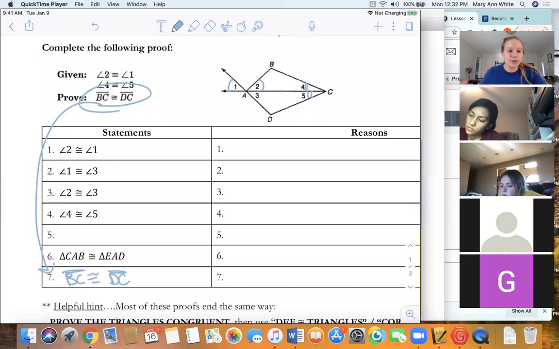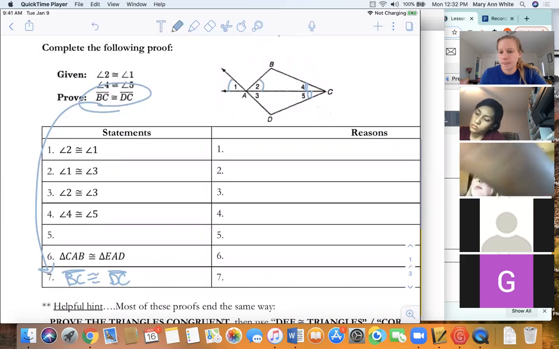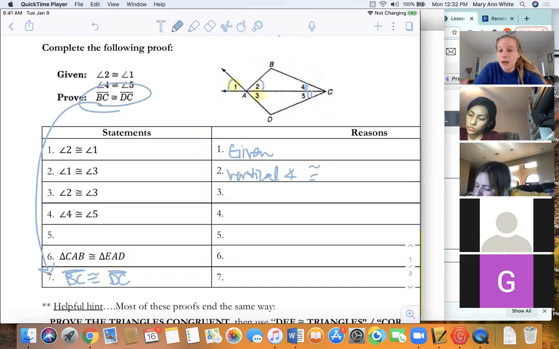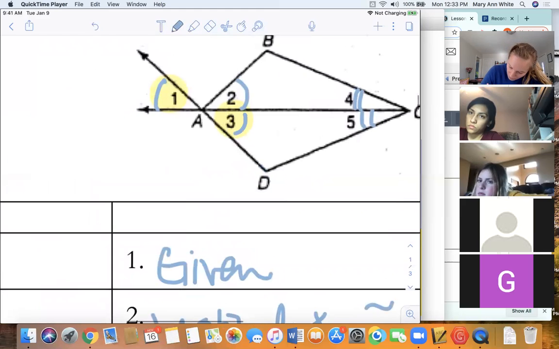What's the first reason? Why is angle 2 congruent to angle 1? Given. Given. Very good, Maddie. It's given. Why is 1 congruent to angle 3? Vertical angles are congruent. Good, Griffin. Vertical angles are congruent. You're killing the vertical angle game today, Griffin. I love it. Vertical angles are congruent. They're across from each other. Oop, before I forget, let me mark angle 3 is congruent.